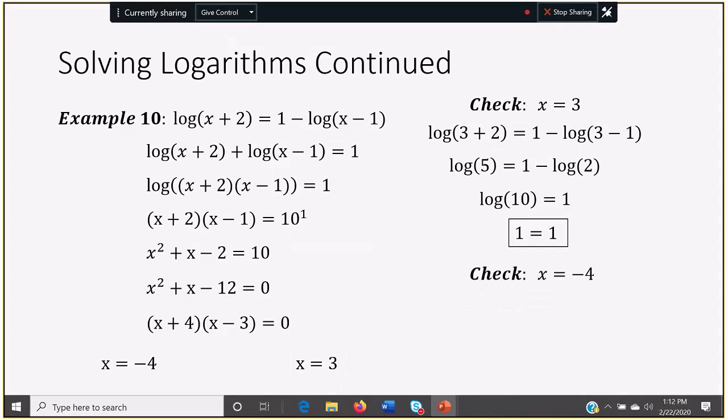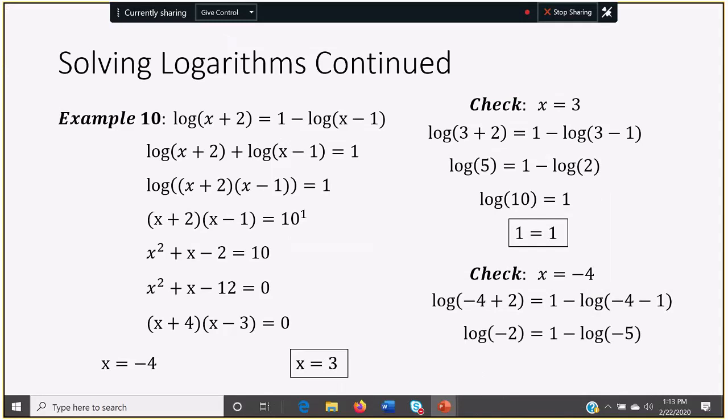So let's plug in -4 into our original equation. I replace my x's with negative 4s. And so I would get a log of negative 2 is equal to 1 minus log of negative 5. Well, an alarm should be going off in your head at this point. I have a negative input for my logarithm. I can't have a negative input for my logarithm. That's not in my domain.